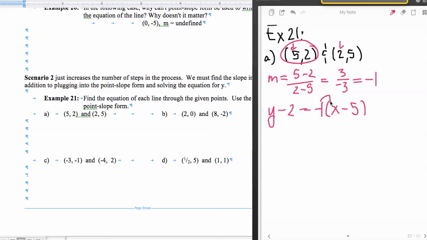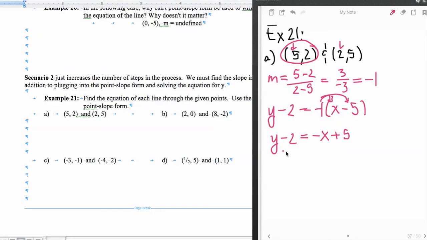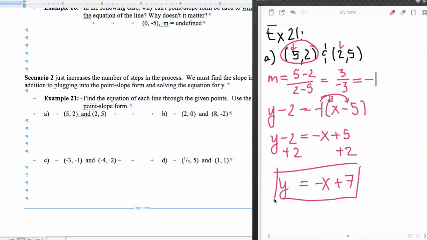And then distributive property, because that's my next step. So y minus 2 is equal to negative 1 times x, which is negative x, plus a 5. And then one last step, I move the constant over to the right, so add 2 to both sides, and y is equal to negative x plus 7. You should probably try it with the other ordered pair and show that you get the same exact thing. I won't do it here, but you probably should.